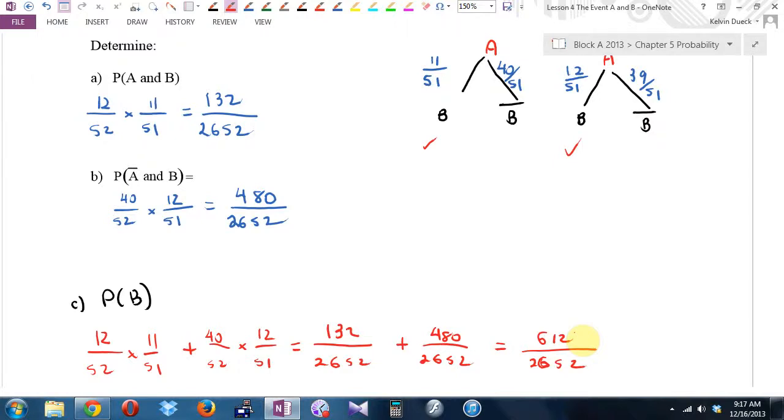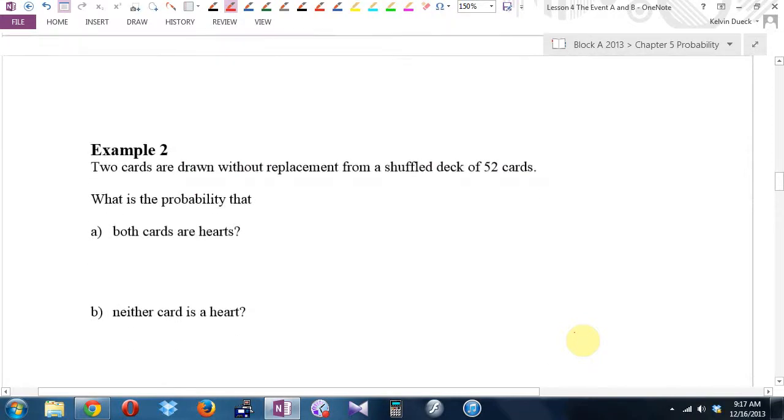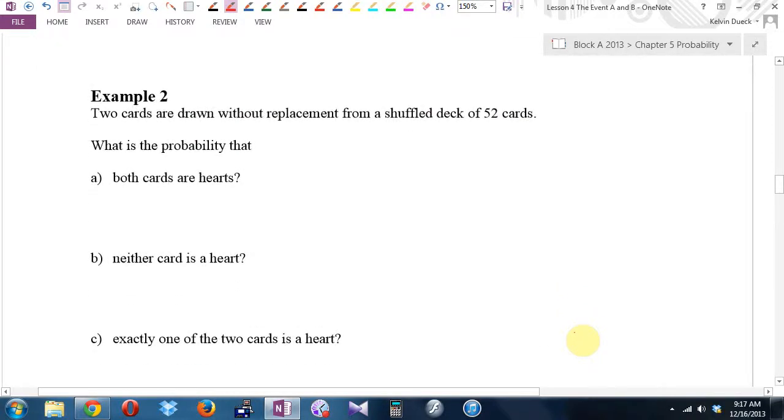Now turn the page. Do you know what words I would underline in example 2? I probably would. Read A, B, and C. What events are we talking about here? What's the common event we're mentioning here? What's the common event? Hearts. So what would be a good letter to use for hearts?